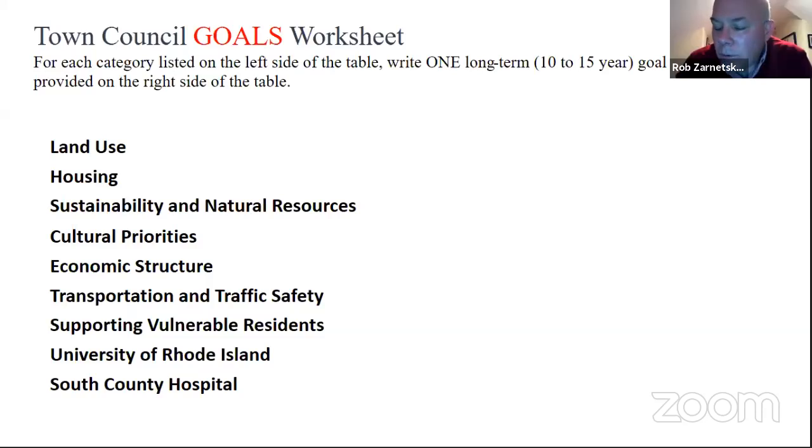Any other goals or objectives around South County Hospital? I guess facilitate their growth. Okay. Right. All right. Any other goals or objectives that we haven't covered that folks would like to throw into the pile of notes at this point?